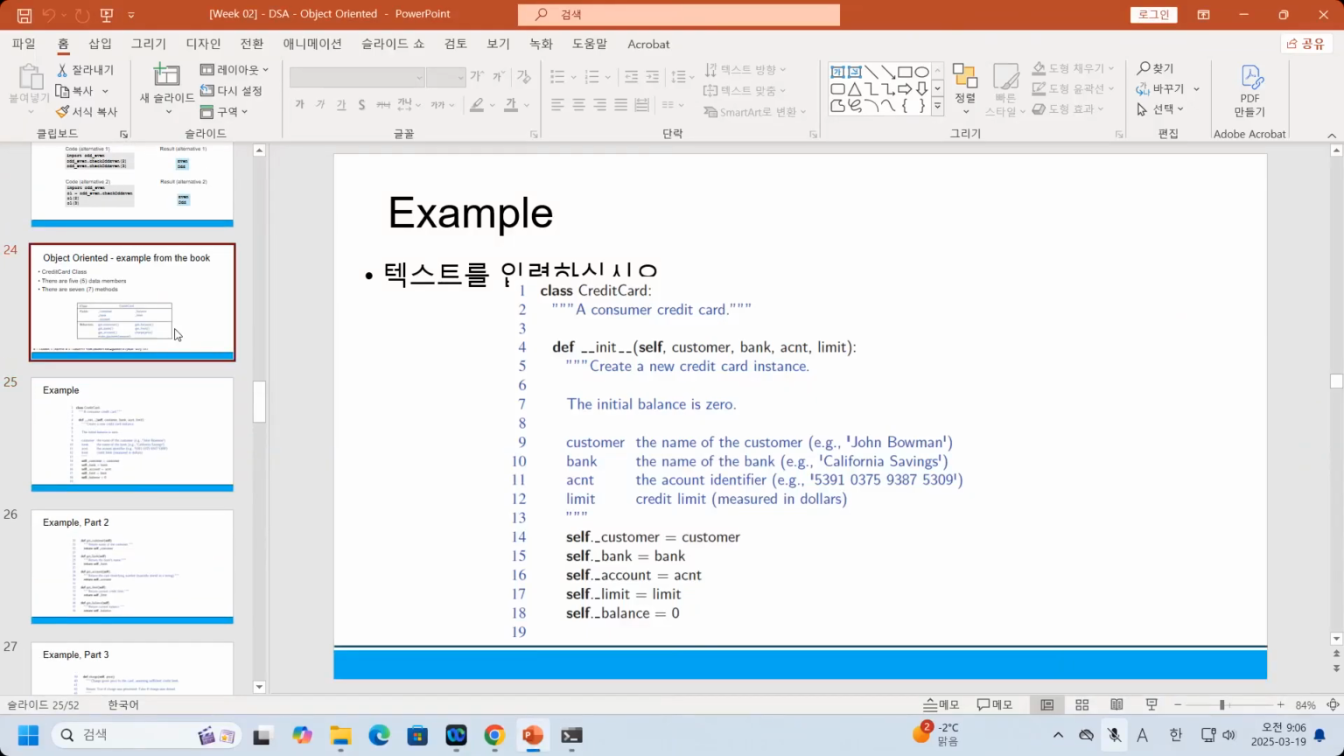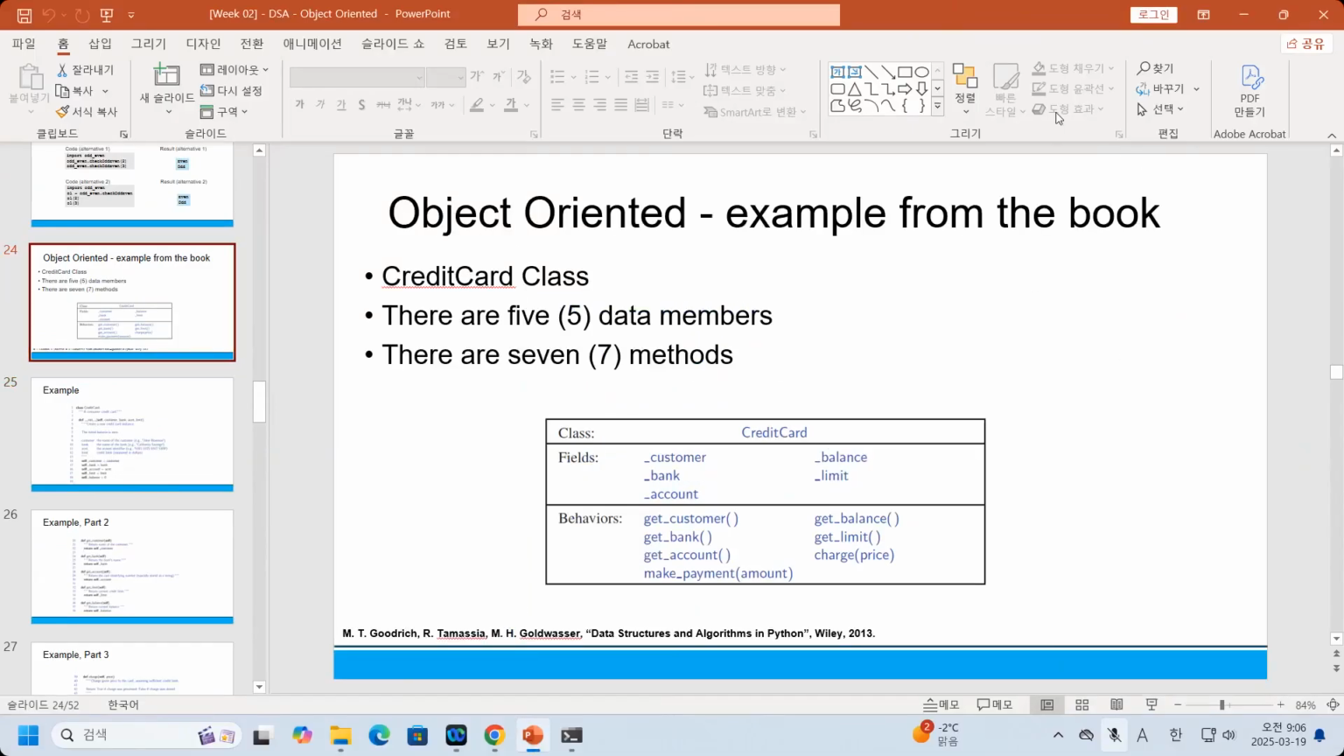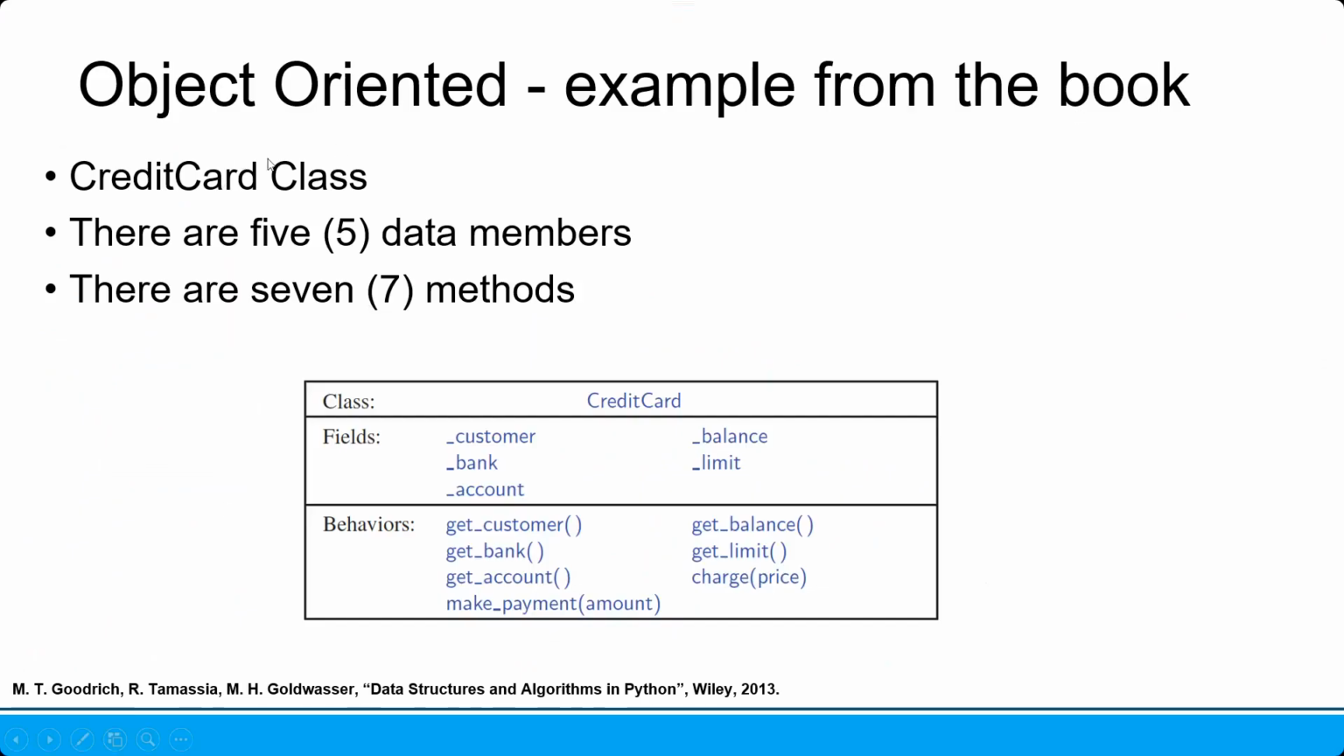Okay, on Monday, we already learned about object-oriented programming. There's one example from the book about the credit card class. We know that this credit card class has 5 data members: customer, bank, account, balance, and limit. And there are 7 methods: get customer, get bank, get account, get balance, get limit, charge, and make payment.